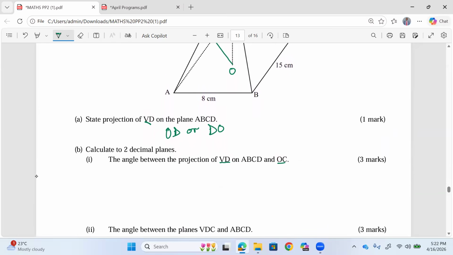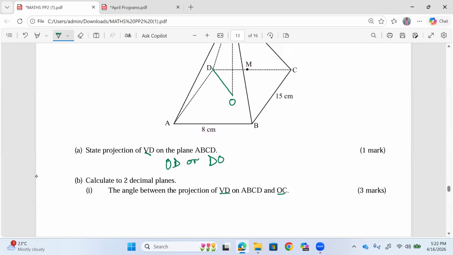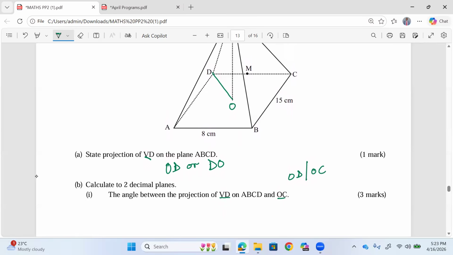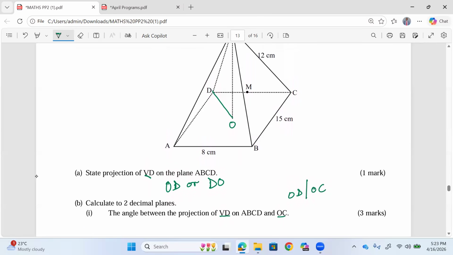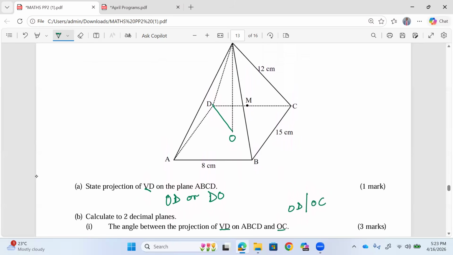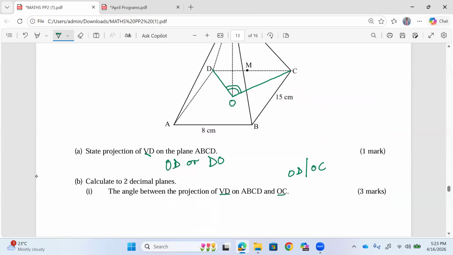The angle between the projection of VD, which is OD, and OC. So it's the angle between OD and OC. This is the angle that we are finding. Let me now show you. I want to use the diagram as much as possible to illustrate. The angle between the projection of VD, which has been found to be OD, and OC. The angle we are finding is that one, for 3 marks.